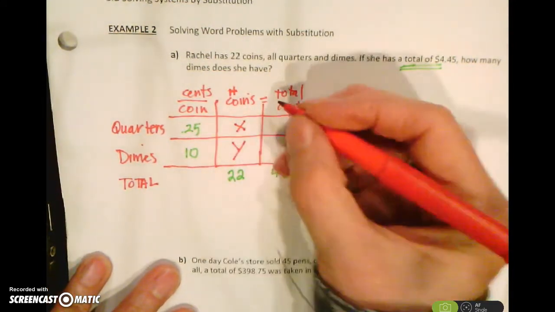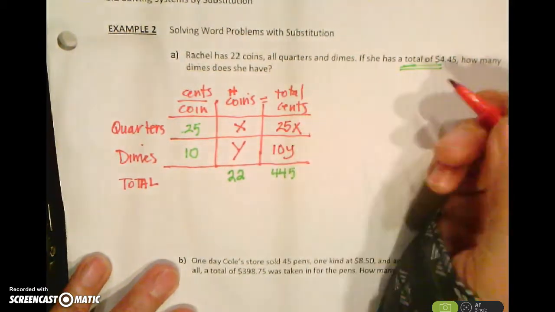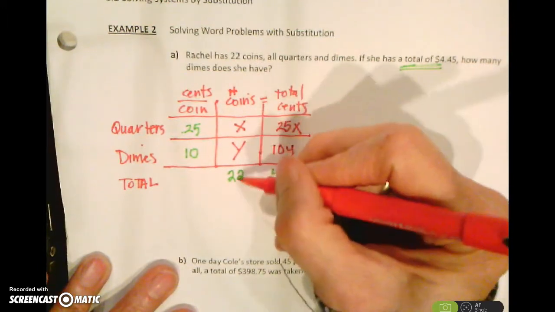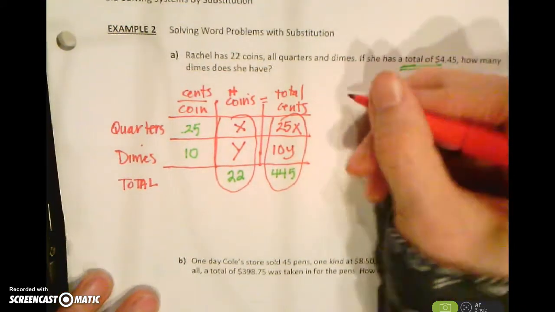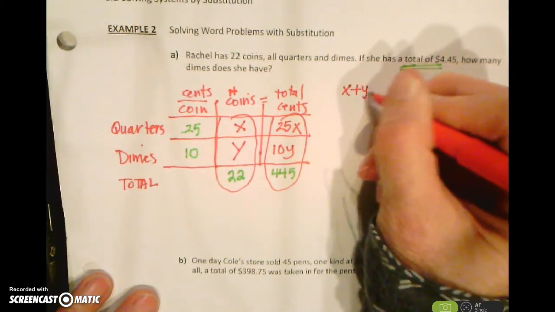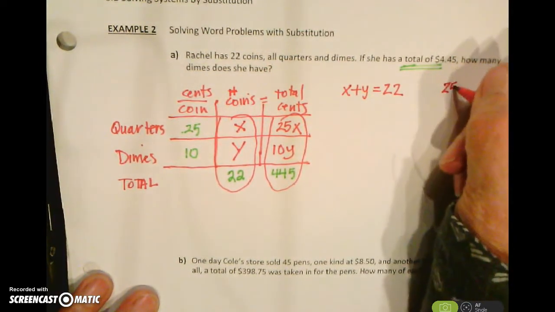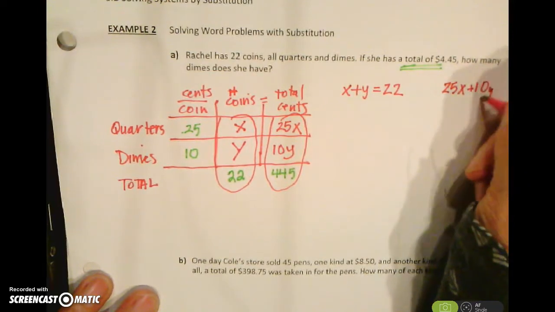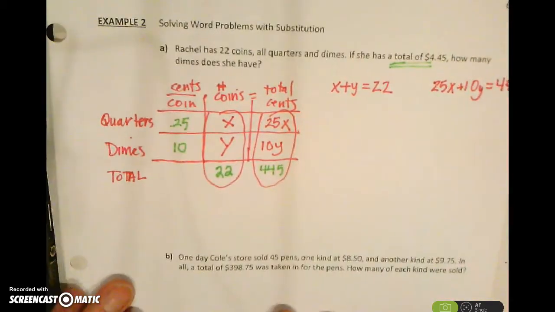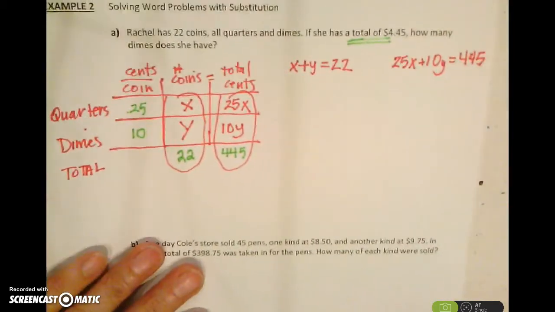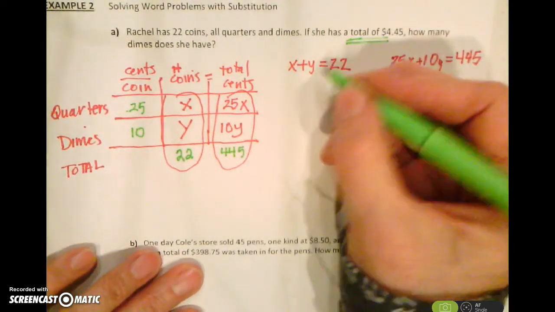All right, so then I'm going to multiply across: 25X and 10Y. So my equations are going to be with these totals right here. So here's one, and here's the other. I'm going to have X plus Y is 22 for one of my equations, and my other one's going to be 25X plus 10Y equals 445.